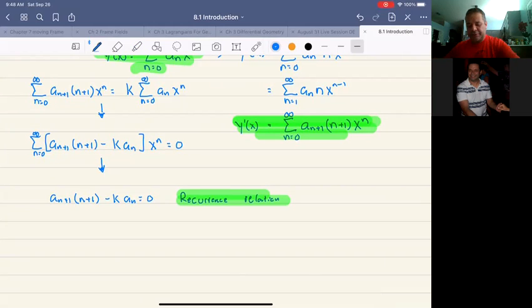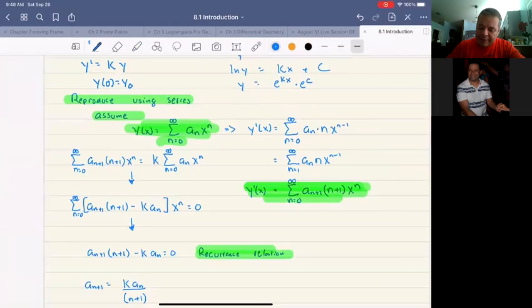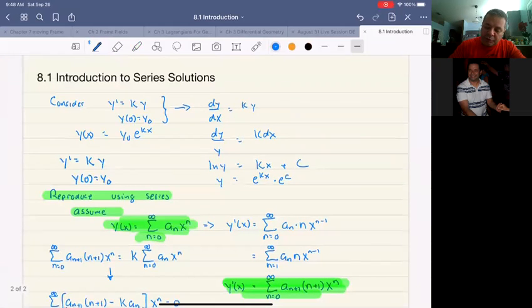Okay, so our recurrence relation, we can write it now as a sub n plus 1 equals k a sub n divided by n plus 1. That's also considered a recurrence relation. Okay, and now, since y of 0 equals y0, that's going to give us something.